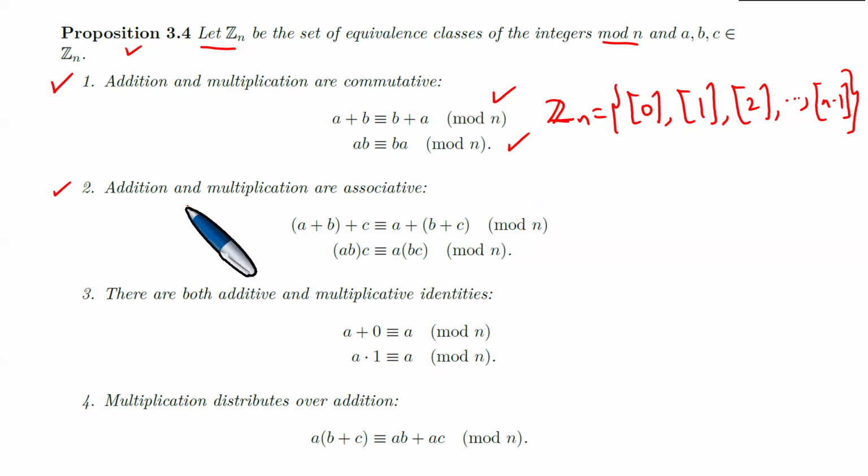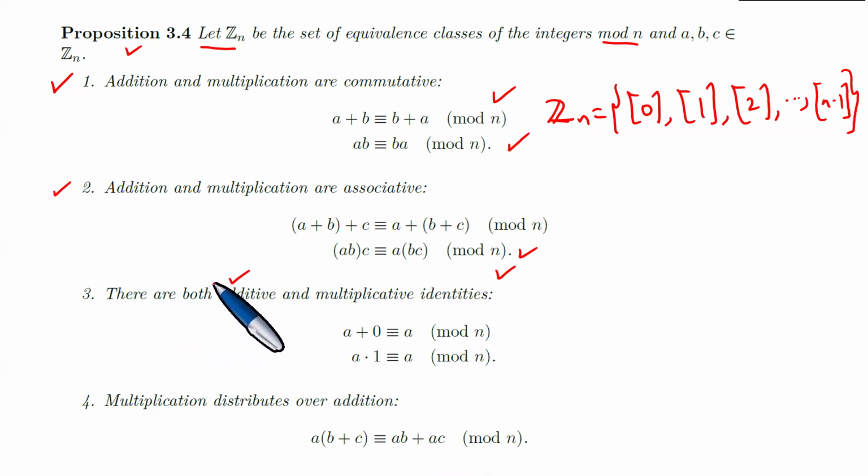Right, next point, addition and multiplication are associative. So we can associate A and B, and this is equivalent to associating B and C modulo n, but also with both addition and multiplication, so we actually can say that multiplication is also associative, because if you have A and B associated, then it's the same as B and C associated modulo n. Right, they are both additive and multiplicative identities.